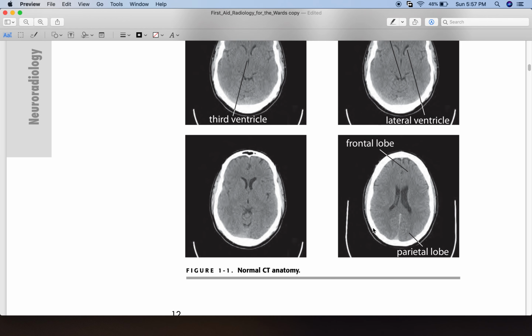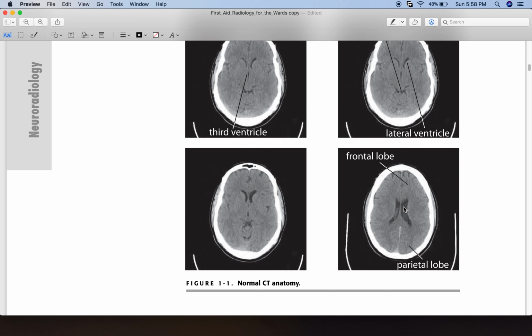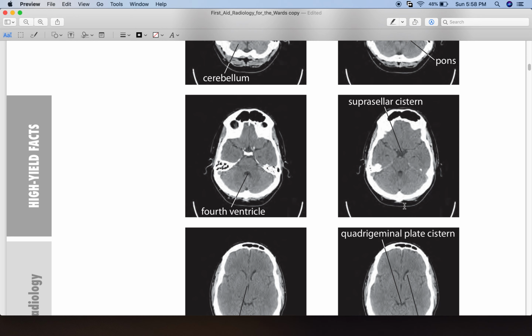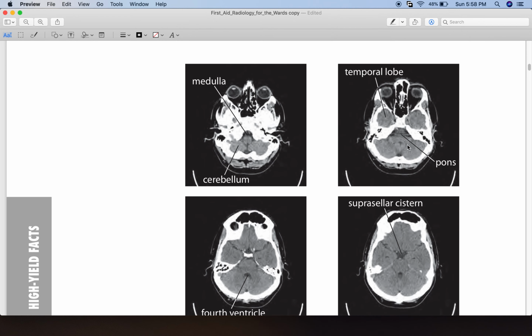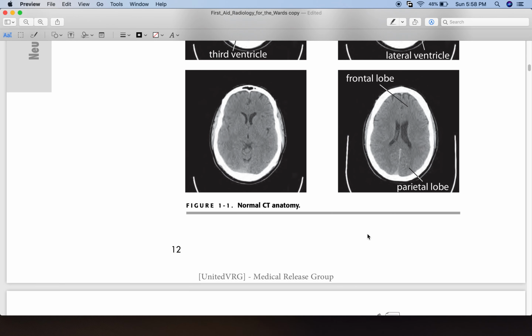So this is how we actually read the CT scan. We need to identify which level the CT is at right now. Which level is it showing? Once you know which level it is showing, you know which structures you are looking at, whether it is the medulla, pons, or all these things. So it's important to know which level we are looking at.